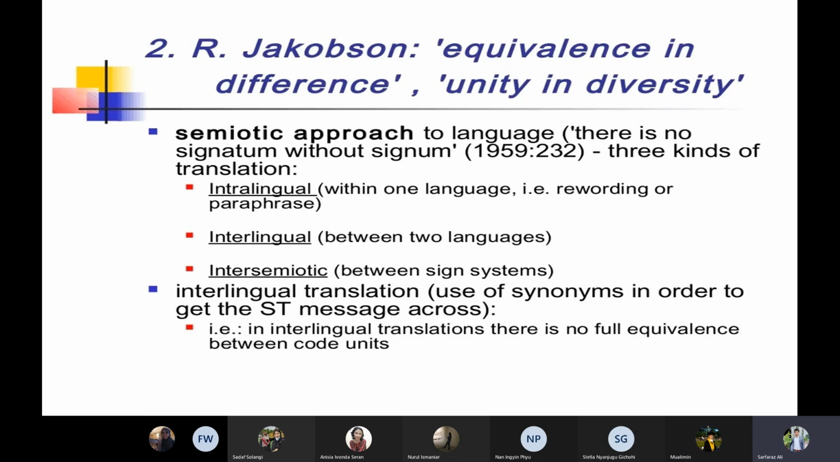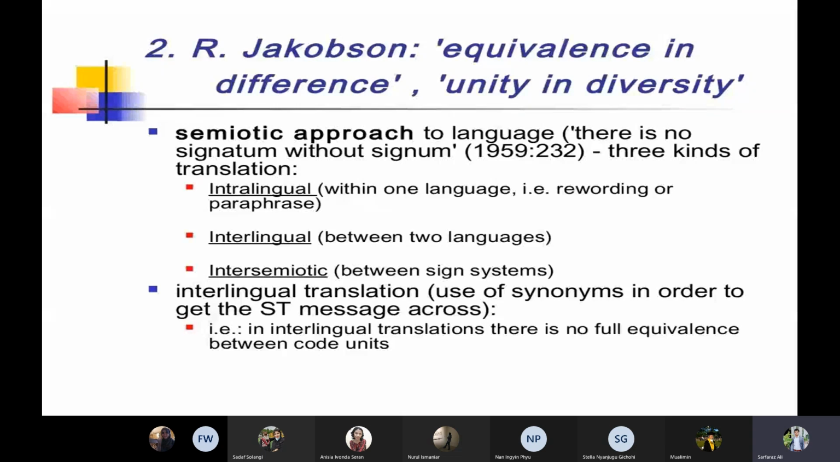Number one was the intralingual. Within it, he mentioned that the sense of intralingual was rewording or paraphrasing within one language. And the second type of translation was interlingual, which was between just two languages, not more than two languages. And the intersemiotic translation was between sign systems.